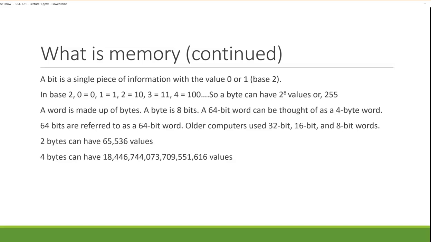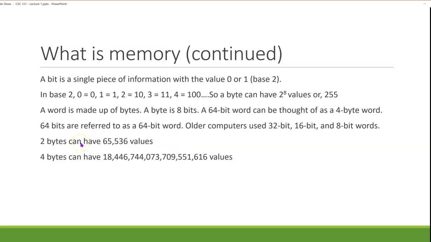So a byte, which is 8 bits, can have 2 to the 8th values, or up to 255 values. 256 technically. A word is made up of bytes. A byte is 8 bits. A 64-bit word can be thought of, therefore, as an 8-byte word. 64 bits are referred to as a 64-bit word. Older computers use 32, 16, and 8-bit words.